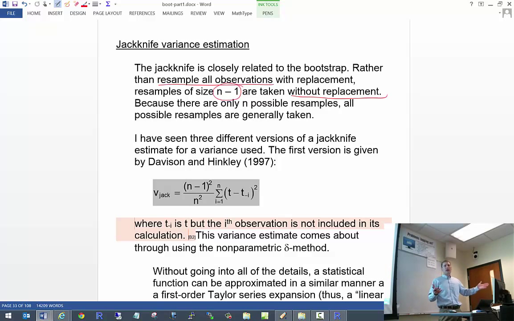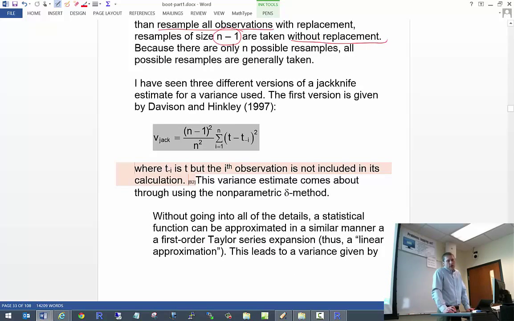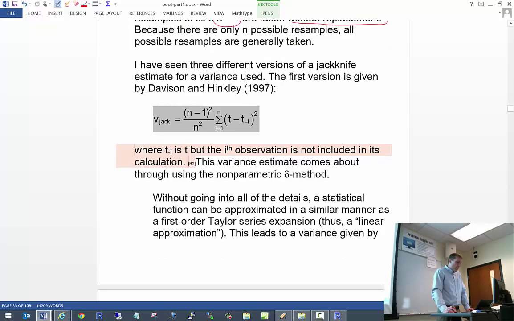Unless, obviously, your n is really, really huge. But typically, people will take all n resamples with the jackknife. There are 3 different versions of an expression for the variance estimator based upon the jackknife that I have seen. They're all very similar, but there are small differences. The first one I'm going to present is the one that we will use in this class. It's what was given in Davison and Hinkley's book.